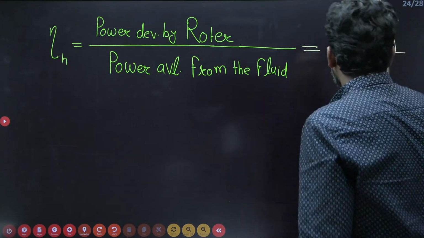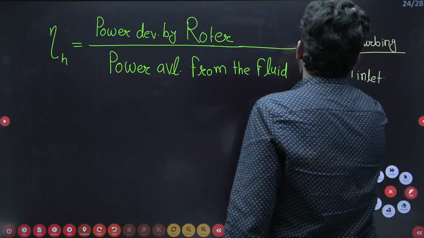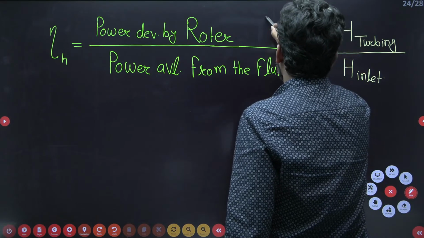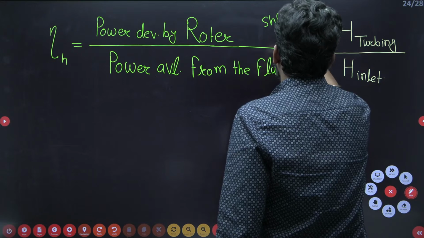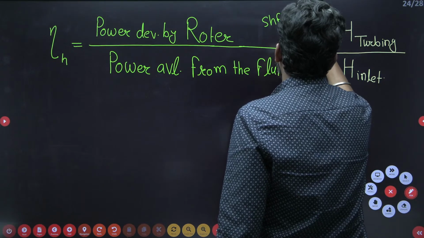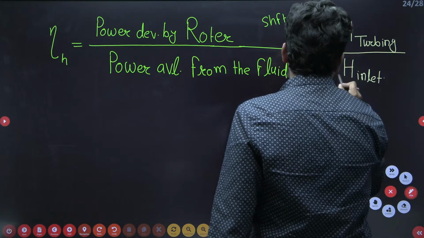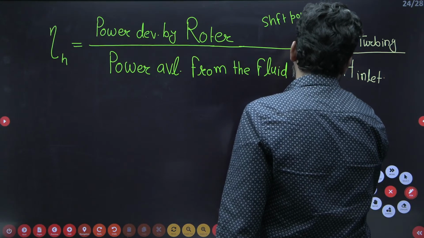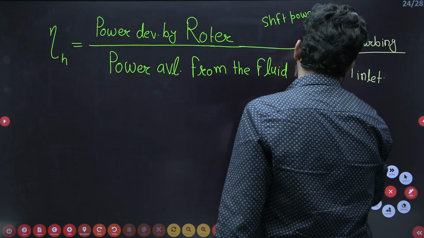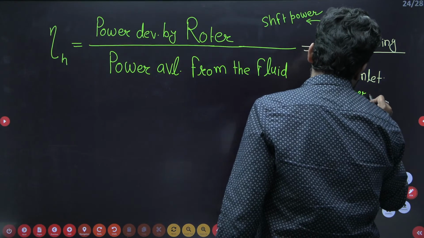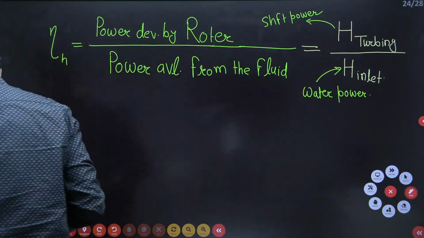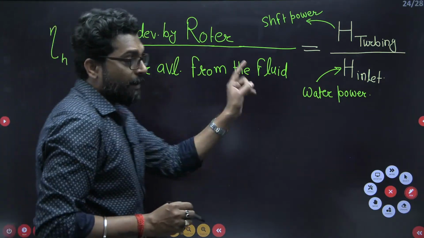Okay. This is your power developed by the turbine. Sometimes this is called shaft power, and this is called water power. Water power. Clear? So water power means inlet.